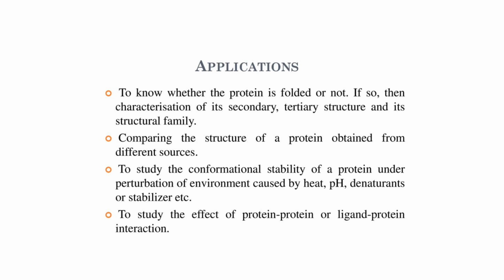Circular dichroism spectroscopy has several applications. It's used to know whether the protein is folded or not, and if so, then the characterization of its secondary and tertiary structure and its structural family is identified. And then it's used to compare the structure of a protein obtained from different sources.